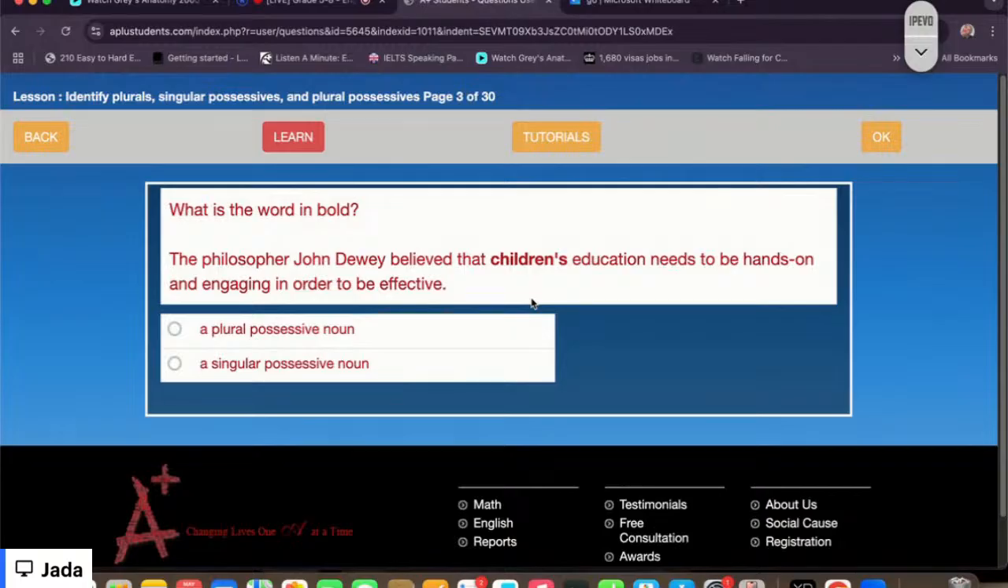So the philosopher John Dewey believed that children's education needs to be hands-on and engaging in order to be effective. So is this a plural noun or singular possessive?